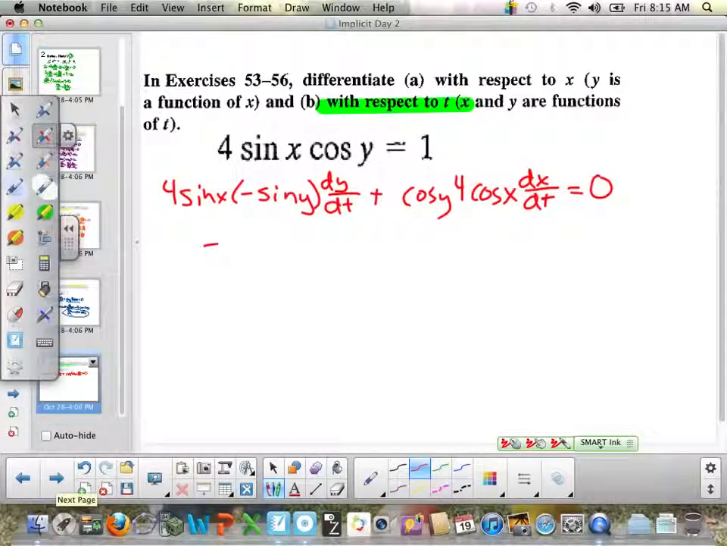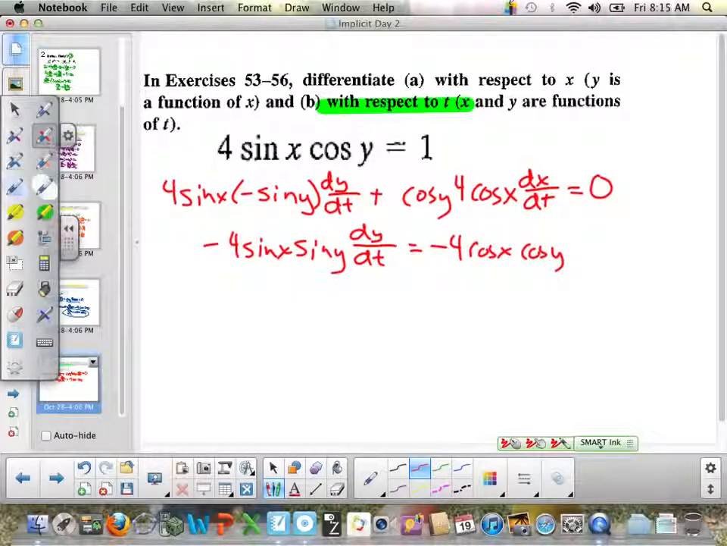Get all our dy dt's on one side, our dx dt's on the other. So we got negative 4 sine x sine y dy dt equals negative 4 cosine x cosine y dx dt. And finally, we'll divide to get dy dt equals, the negative 4's cancel, cosine over sine is cotangent x, cotangent y, dx dt.